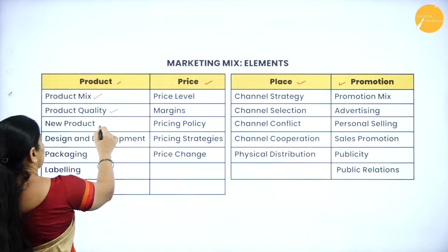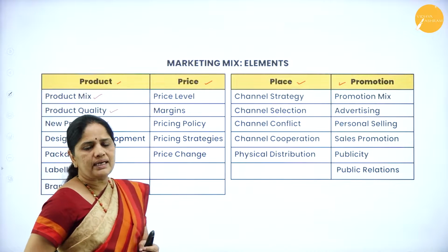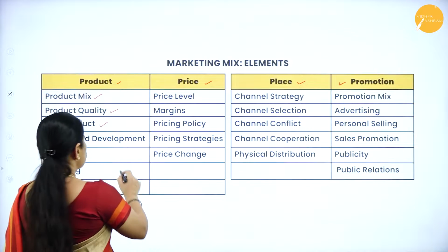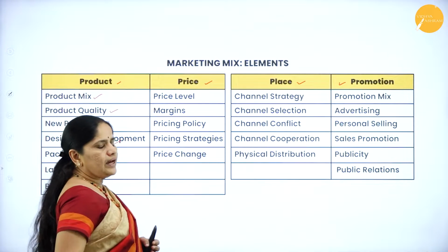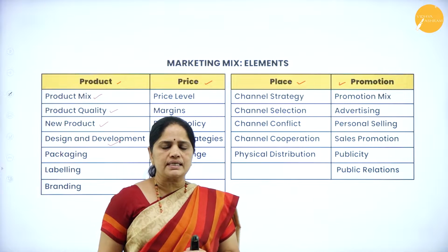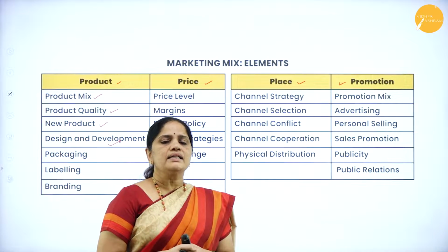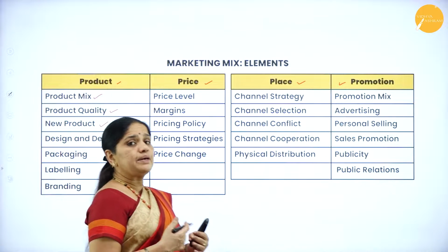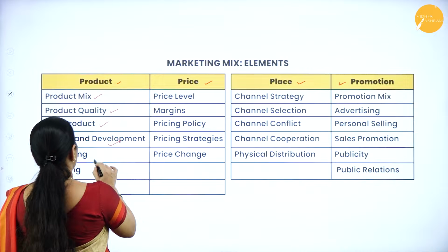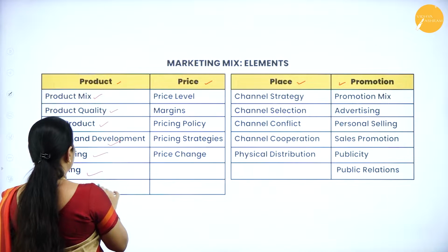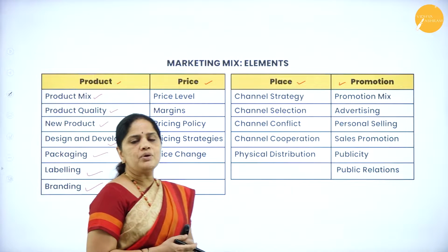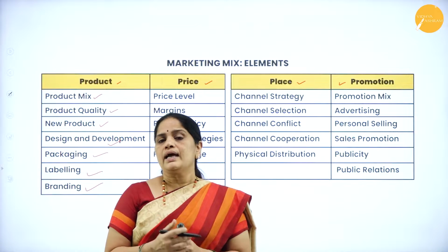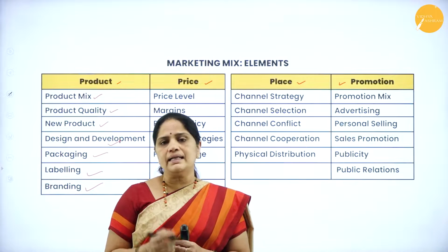Then new product. Now, if it is a new product, then what is the kind of marketing strategy we have to use? Then next, design and development. Now, whenever you have a new product which is in the market, we have to see that there is a proper design for the product, and also how do you develop the product in future. Then packaging, labeling and branding. So, packaging is the most important part of the product because it gives identity to the product, and in the same way branding and labeling.